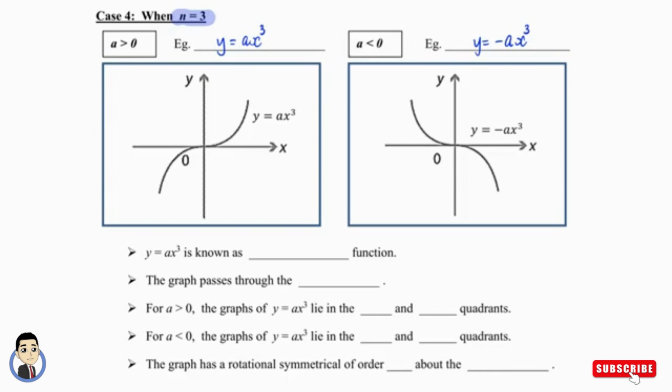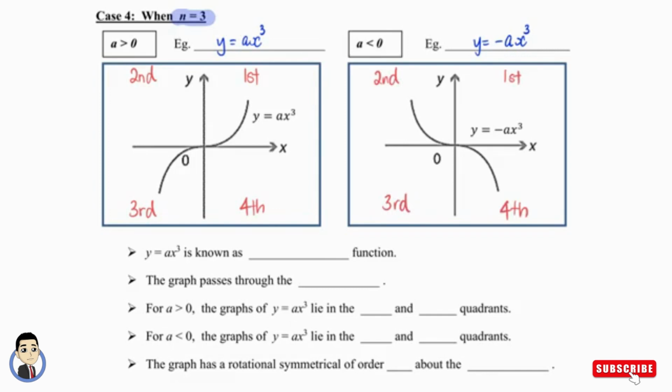At this point, I do want to label the quadrants. This is how we label the quadrants: first, second, third, fourth quadrant. Same goes for the other side of this particular graph, where a is negative.